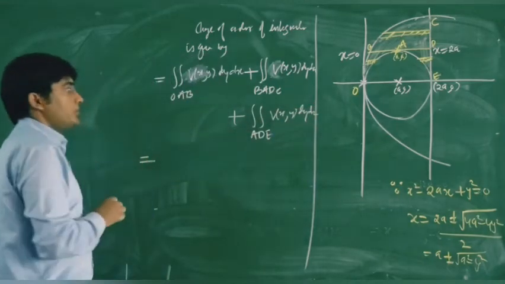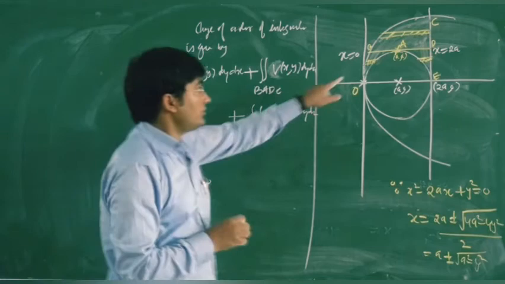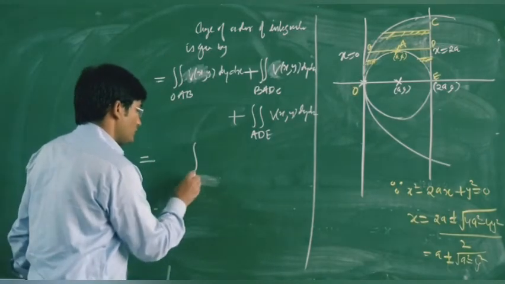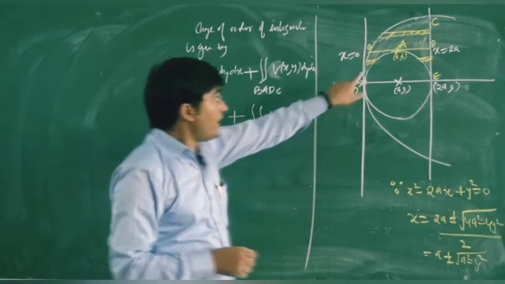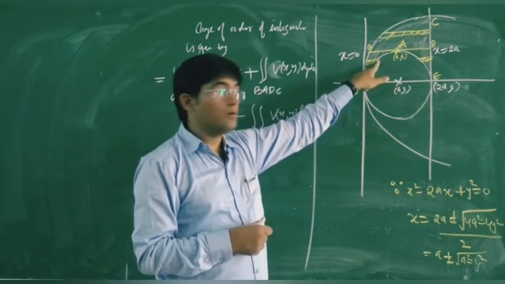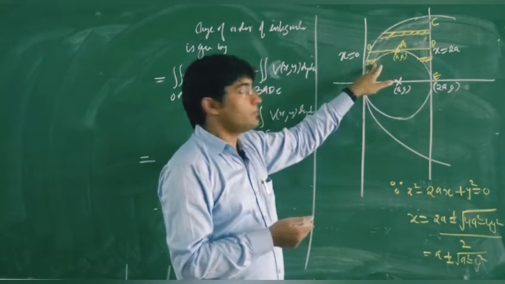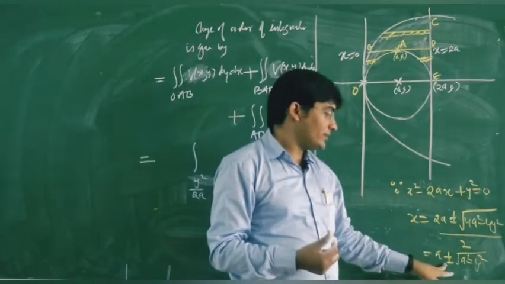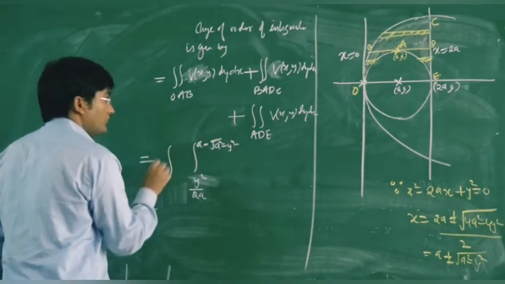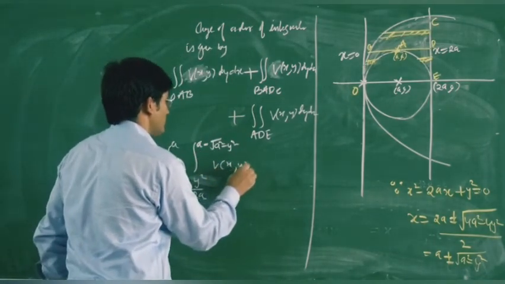So now for the first part, that is for OAB, our x is from 0. Now your left point is on the parabola. So on the parabola your x is y square upon 2a. Now this point is on the circle. So at this point your x will be less than a, because this is your a. So as we are behind this a, your x will be a minus something. So we will take the negative sign here. So your x will be a minus under root a square minus y square, and then the values of y from 0 to a. So this is your first integral.